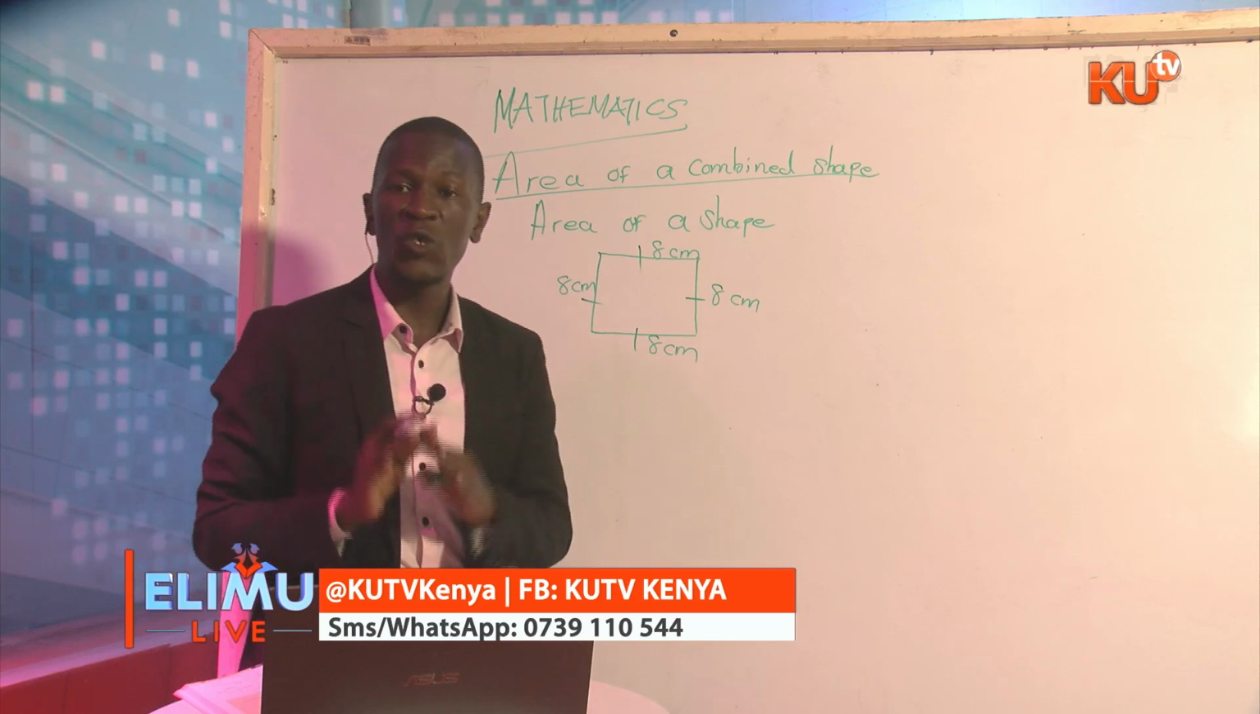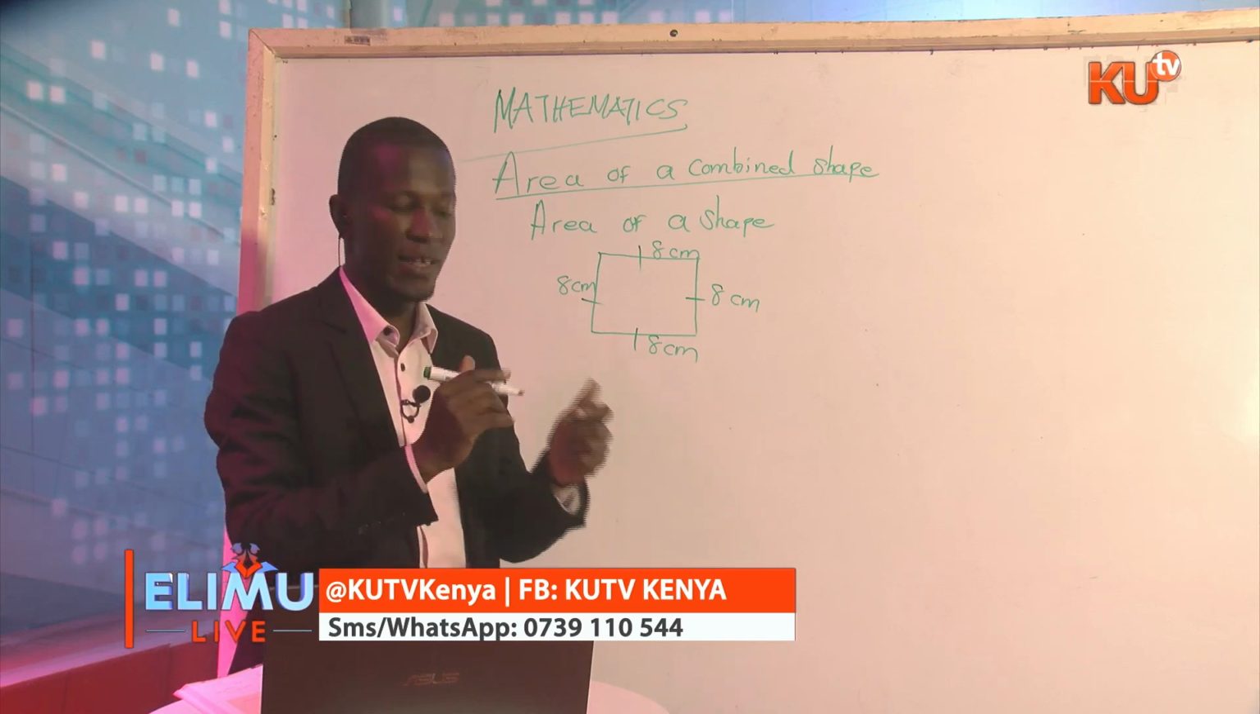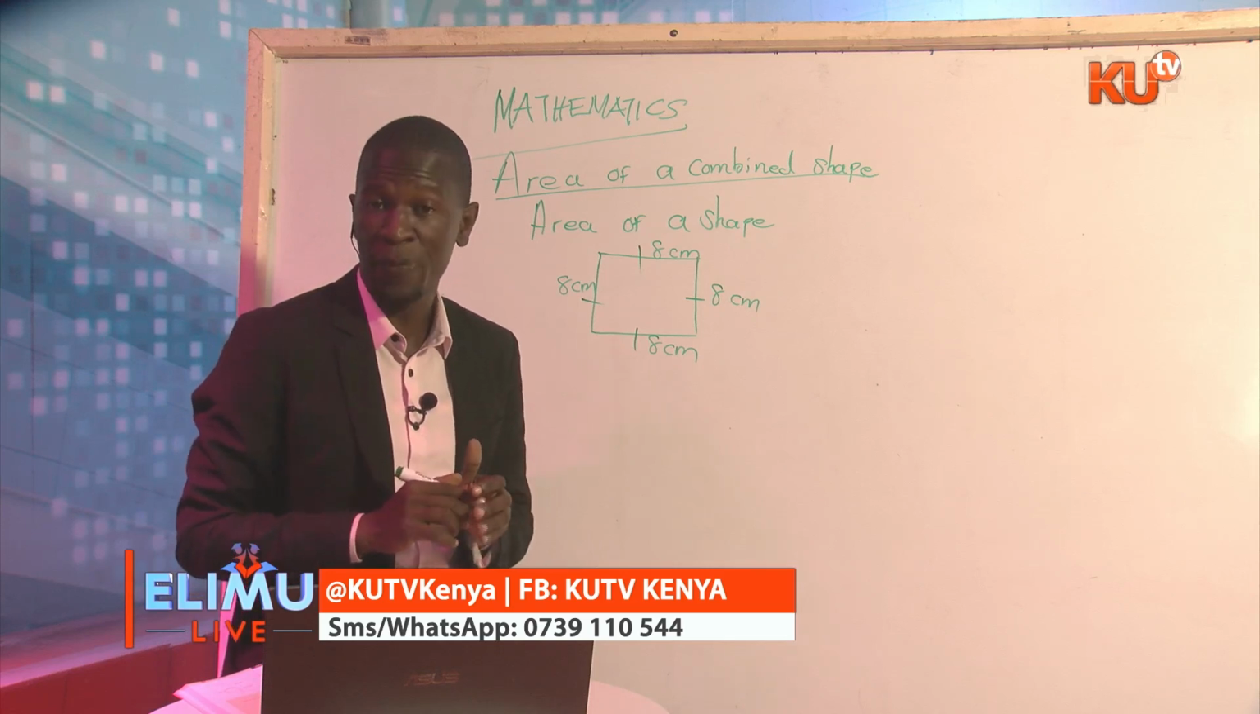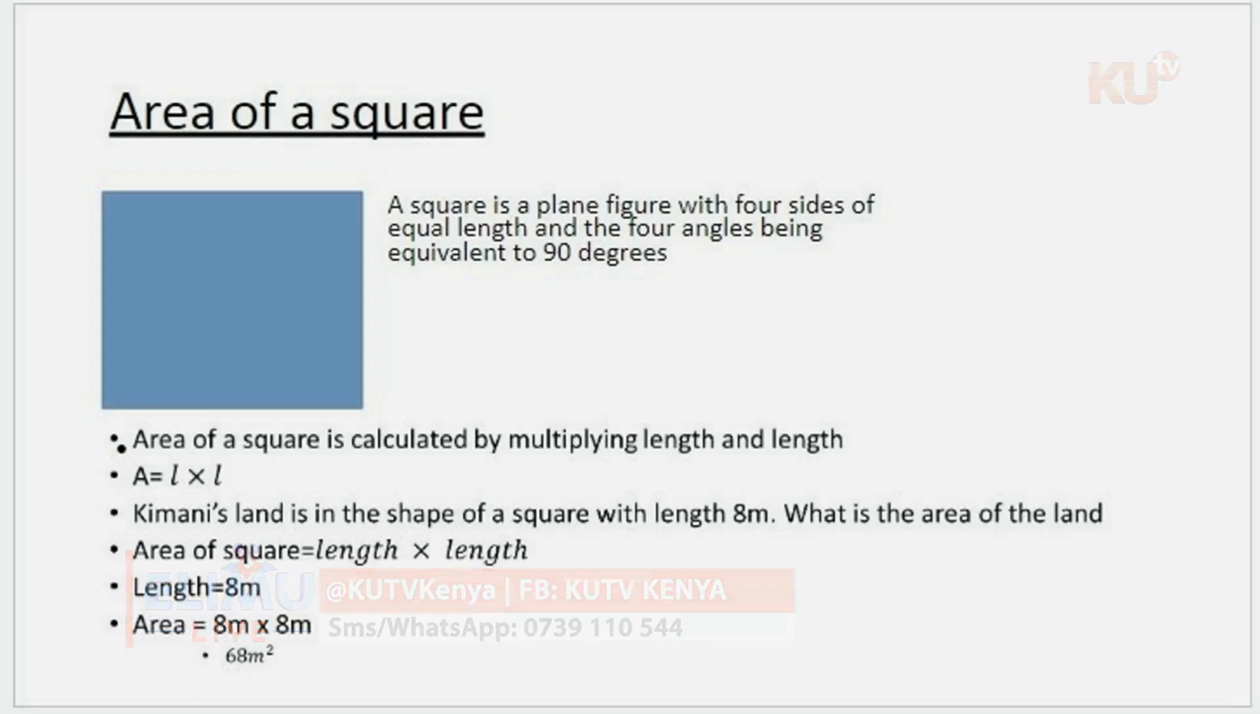After knowing that, you need to understand the formula for finding the area of a square. Since we have said that in a square all sides are equal, we are saying that the area of a square is length times length.